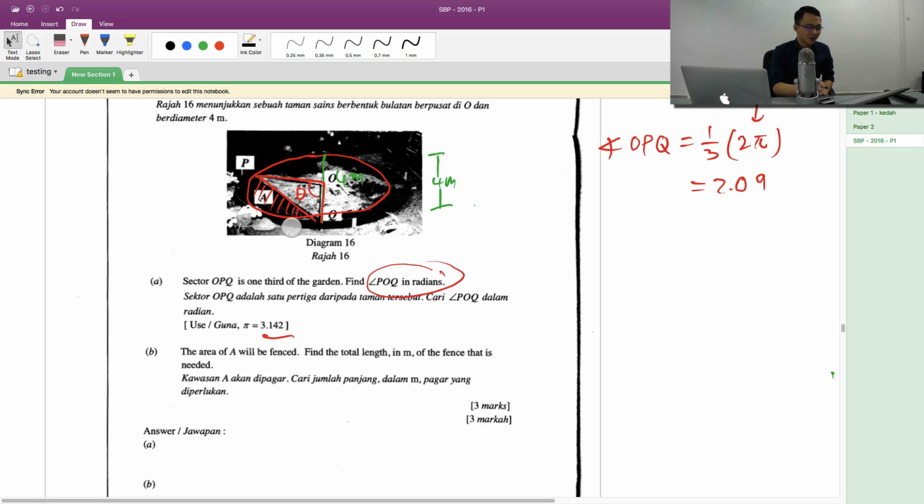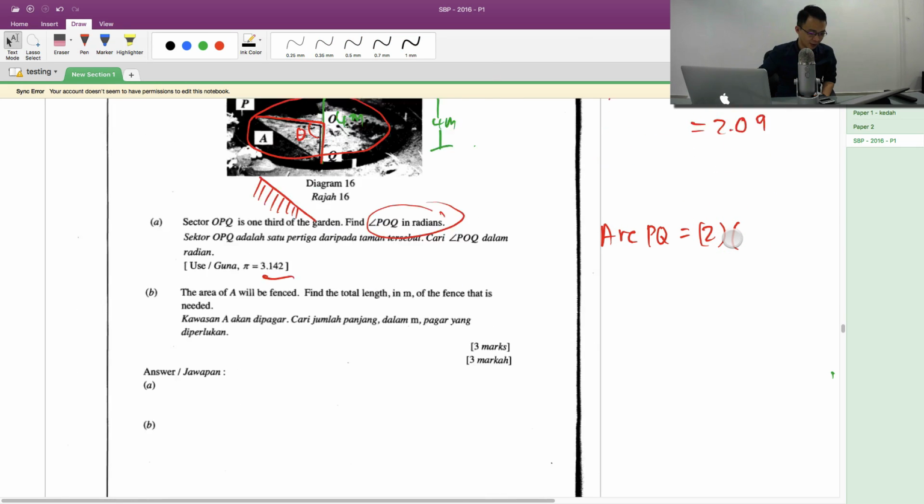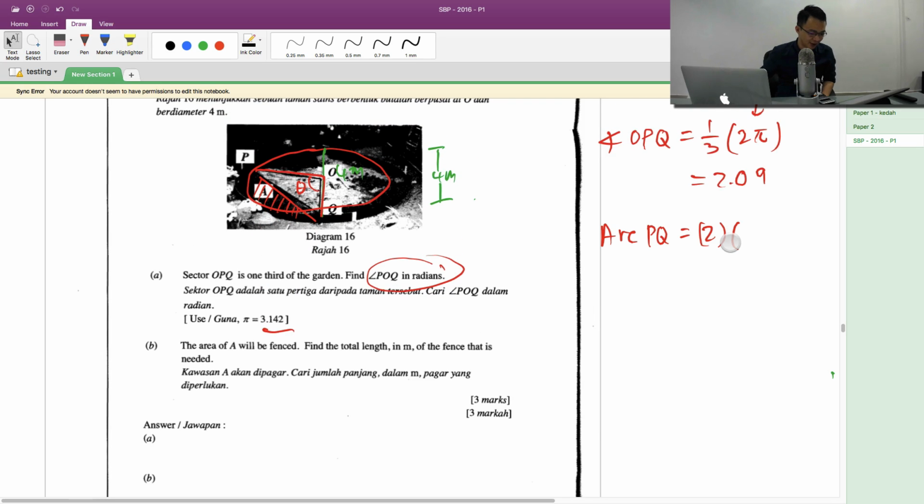My bad. Alright, so just now we found the arc PQ, which is S equals R theta. R is 2. Theta is basically 2.095. Okay, so you will get 4.19. Yeah, 4.19 meters.